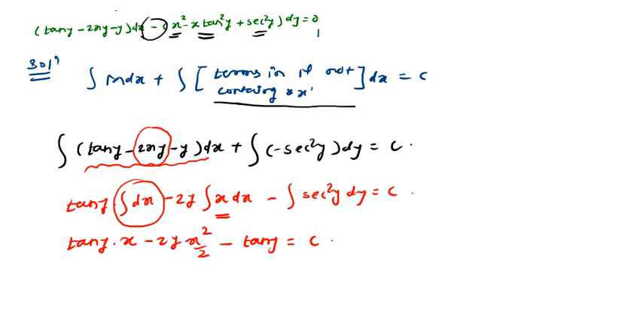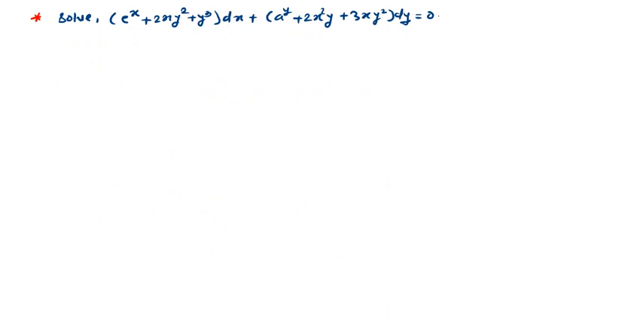So finally these two will get cancelled. What remains is our final solution. What is the final solution? x tan y minus x square y minus tan y equal to constant. So this is the final solution for the given differential equation. So again that was a very easy example. We'll see the next one. Now the next example is again directly in the standard form, so directly we will see what are the values for M and what are the values for N.